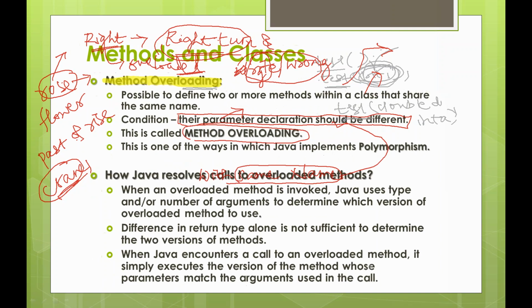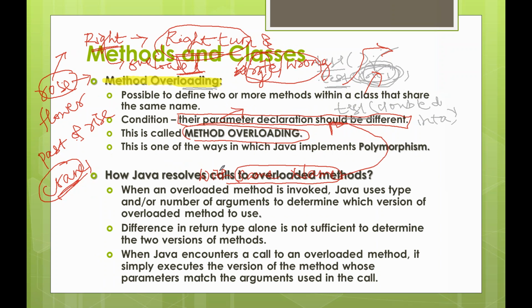So the condition is this one. Their parameter declaration must be different. That is when we call it method overloading. So method overloading is one of the ways in which polymorphism is implemented in Java.